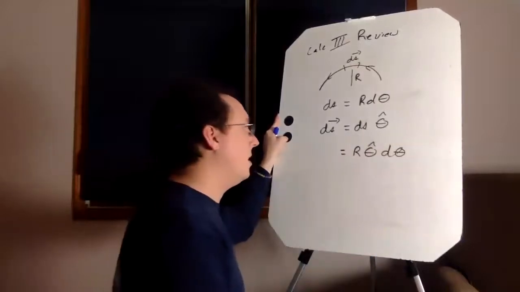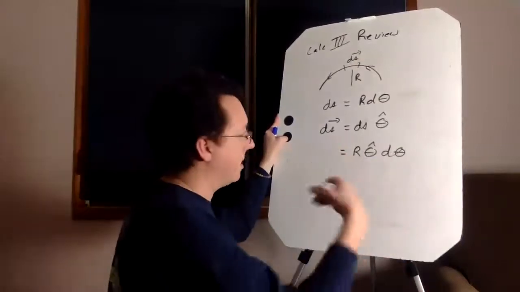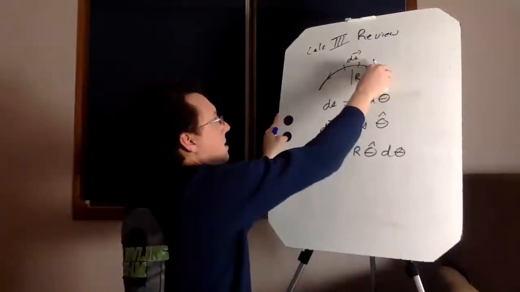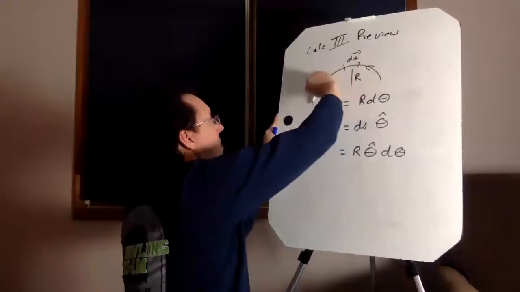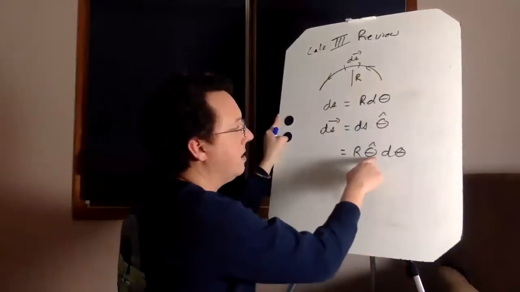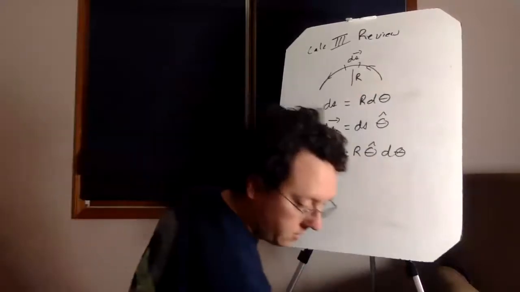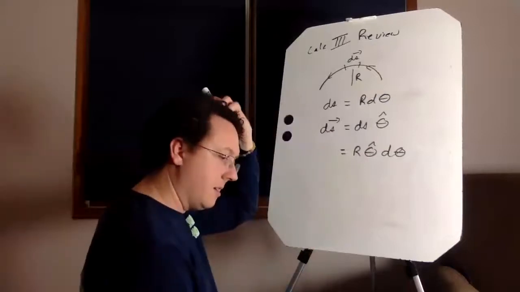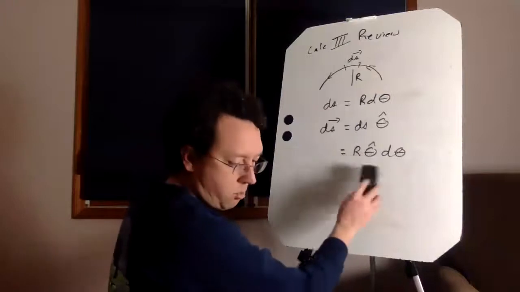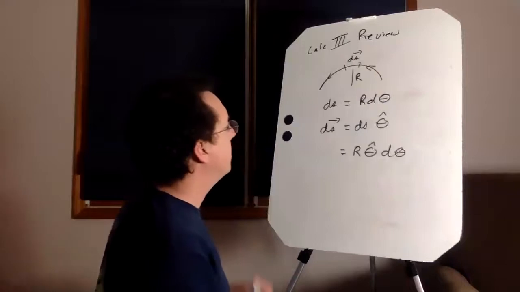Just a word of warning, remember that theta hat, a polar unit vector, is not constant. It changes as you move around, which makes sense because the tangent to this curve is changing at different angles. So this is not a constant. Even though usually people don't write the argument, it's a function of theta itself. So that's a thing to note. I'll spell out more about polar unit vectors in another video shortly.